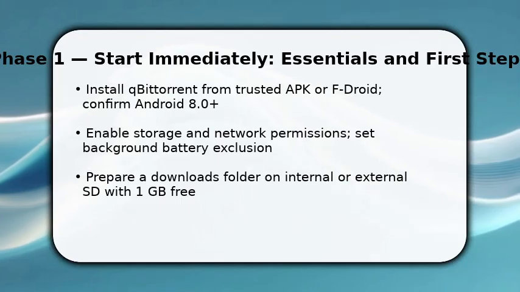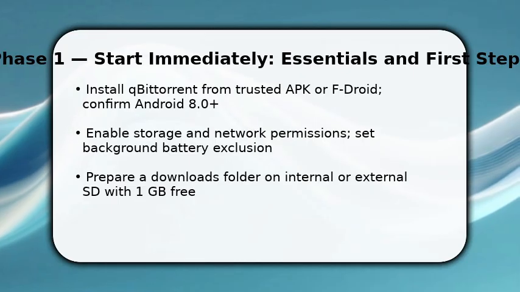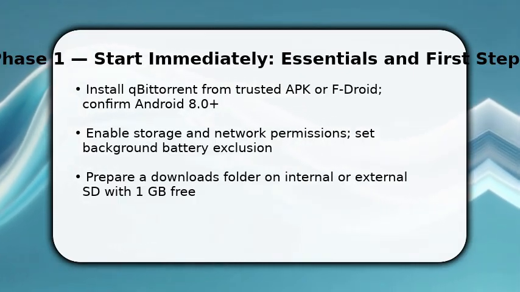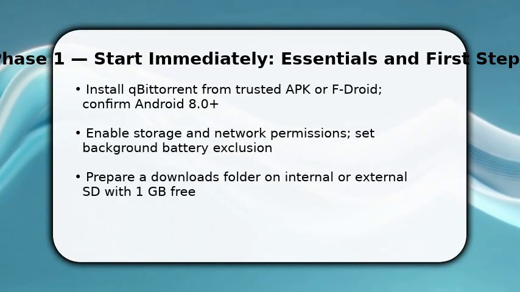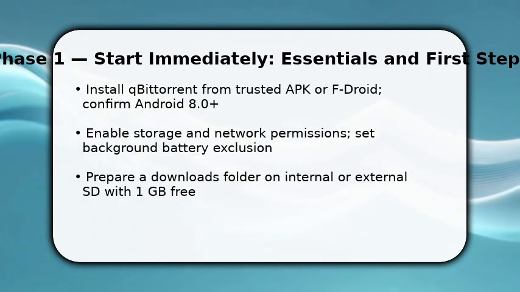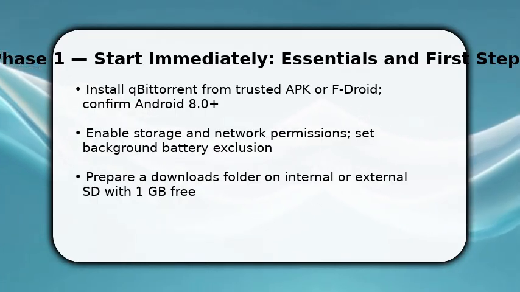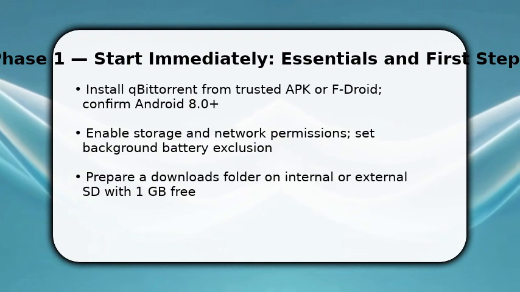You start by confirming prerequisites: Android 8 or newer, a clean qBittorrent APK or F-Droid build, and a writable downloads folder. Once installed, grant storage and network permissions so files and peer connections work. Next, exclude the app from battery optimization to avoid killed transfers. Make sure your chosen folder has space. Choose external SD if you want portability. This sets a stable foundation, so subsequent steps run reliably, and you avoid permission or background termination problems.